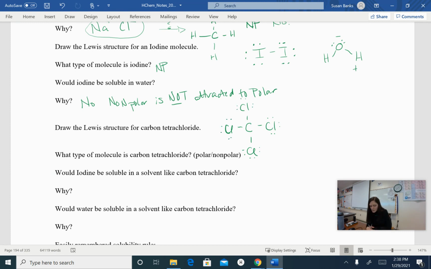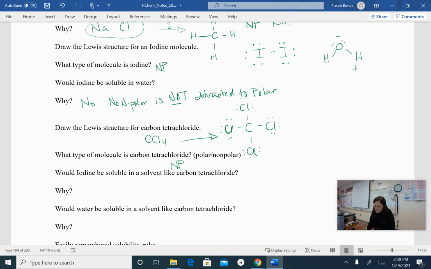Okay, what type of molecule is carbon tetrachloride? CCl4. What kind of molecule is that? Hopefully you realize that all those dipoles cancel out. So this is a nonpolar molecule. So would iodine be soluble in a solvent like carbon tetrachloride?